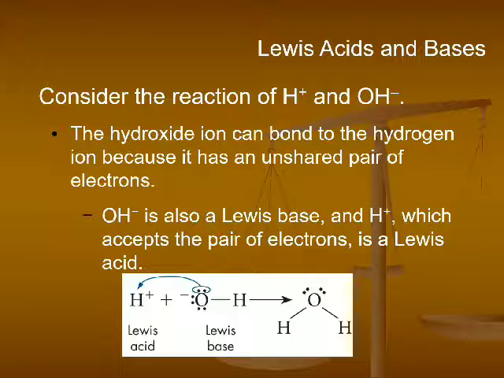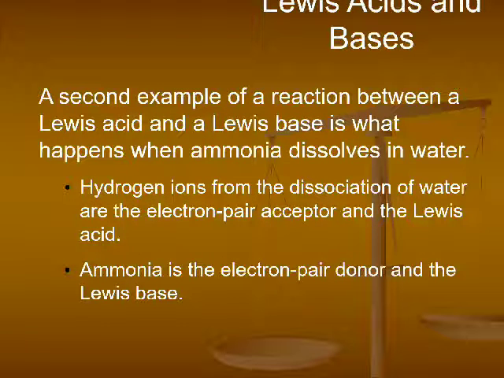The hydroxide ion can bond to the hydrogen ion because it has an unshared pair of electrons. The hydroxide ion is also a Lewis base, and the hydrogen ion, which accepts the pair of electrons, is a Lewis acid. A second example of a reaction between a Lewis acid and a Lewis base is what happens when ammonia dissolves in water. The hydrogen ions from the dissociation of water are the electron pair acceptor and the Lewis acid. Ammonia is the electron pair donor and the Lewis base.